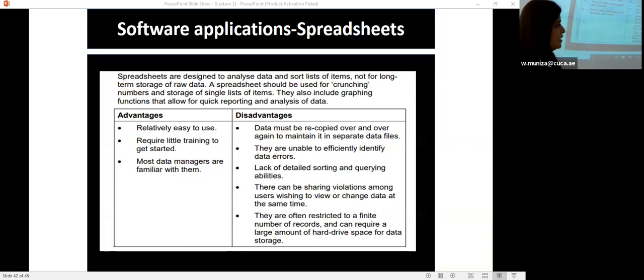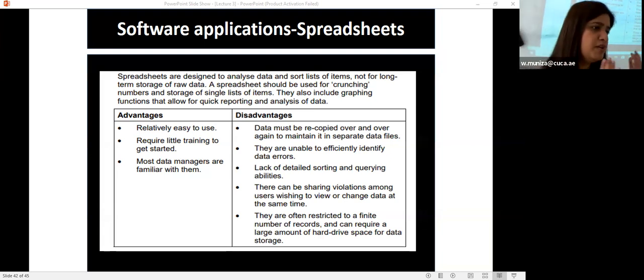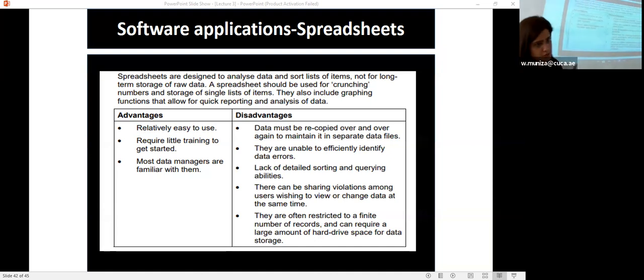Then spreadsheets are often restricted to a finite number of records and can require a large amount of hard drive space for data storage. So for Excel, normally for spreadsheets, we do need a lot of space to store these. So these are the disadvantages of spreadsheets.